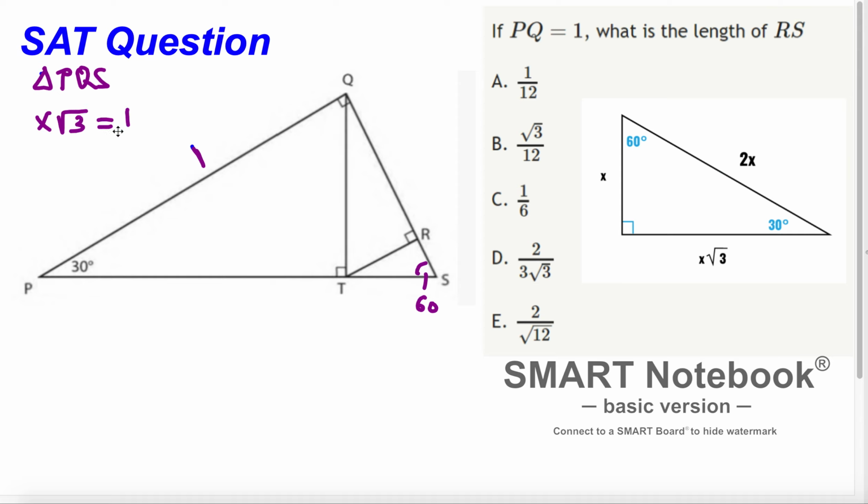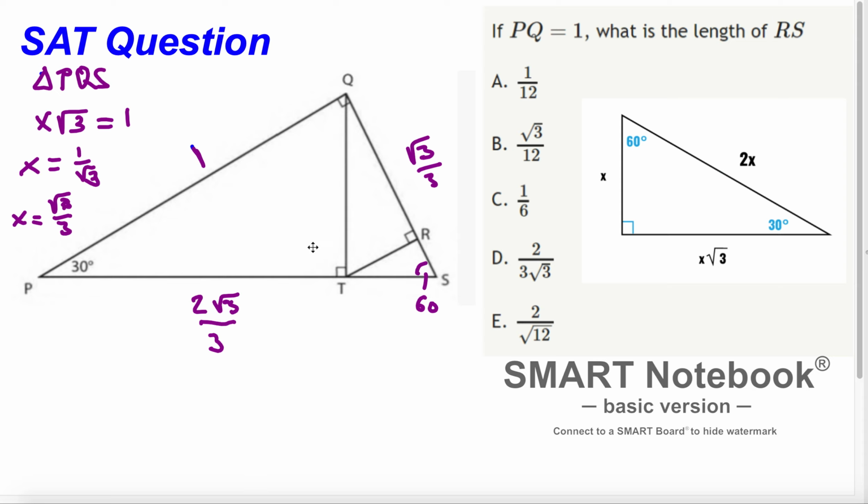If we divide everything by square root of 3, x is going to be equal to 1 divided by square root of 3. But if we rationalize this by multiplying by square root of 3, x is going to be equal to the square root of 3 divided by 3. As we see here, the long leg of the triangle, which happens to be QS, is equal to x, and x is the square root of 3 divided by 3. If we want to find the hypotenuse, just out of curiosity, it is 2 times x, so it is 2 times square root of 3 divided by 3.